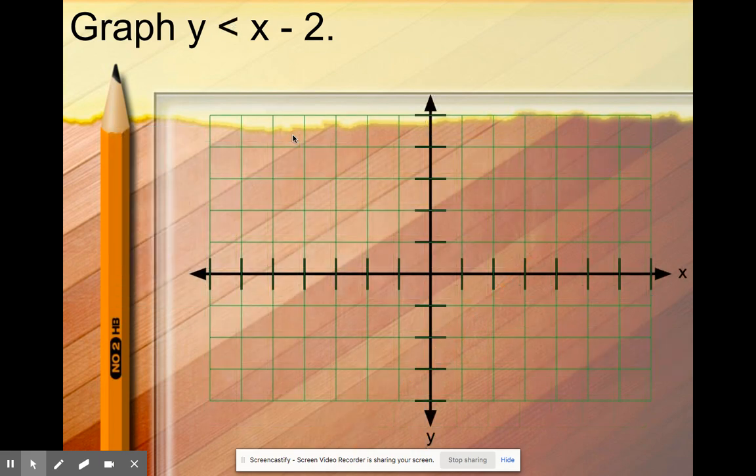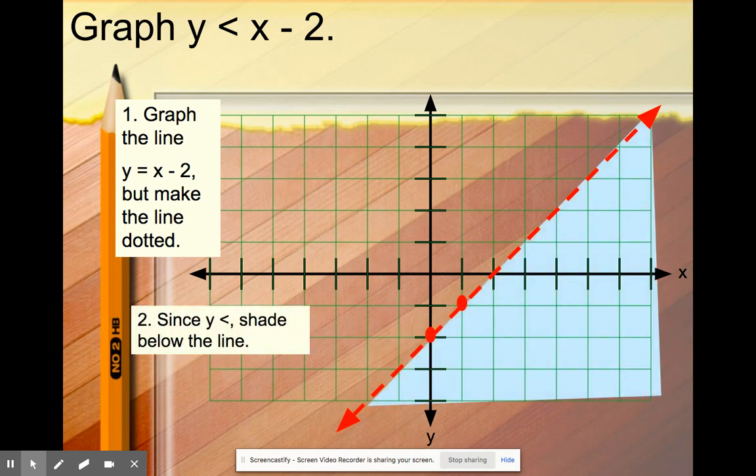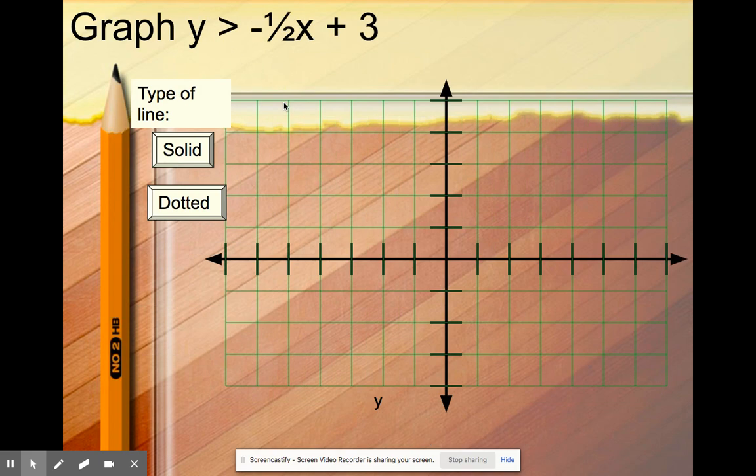It's really not too bad. y is less than x minus 2. Again, we are going to set that into y equals x minus 2. Because it's a less than sign and not a less than or equal to, we will have a dotted line. And because we have a less than sign, we are going to shade everything below that line. Everything below that line is a possible solution to this inequality.